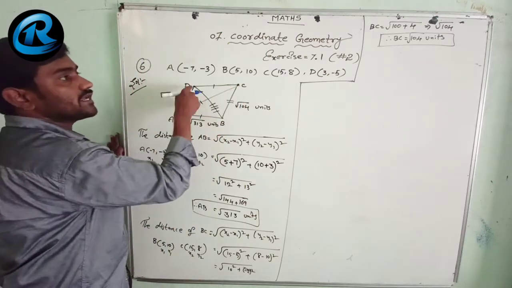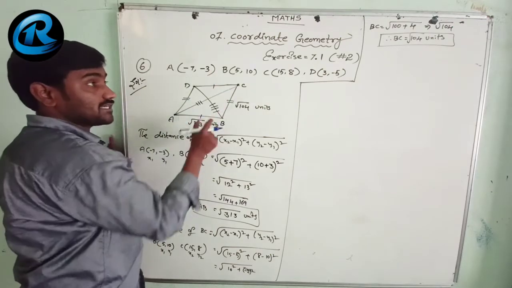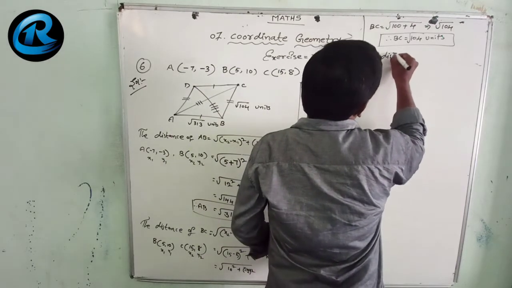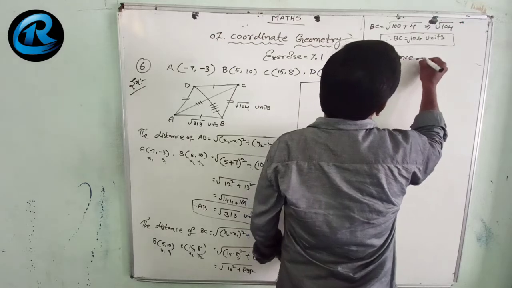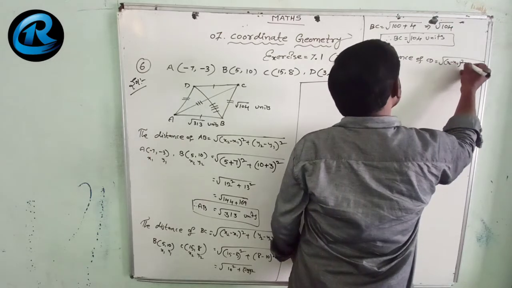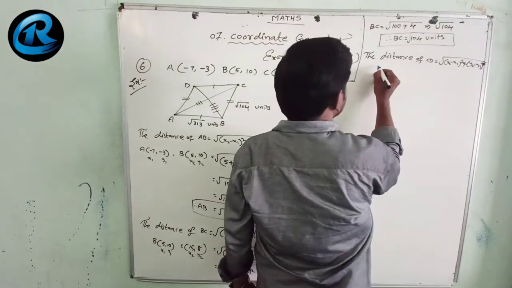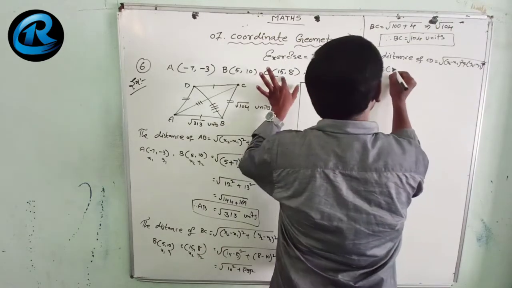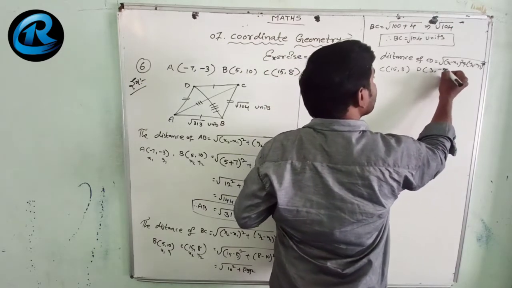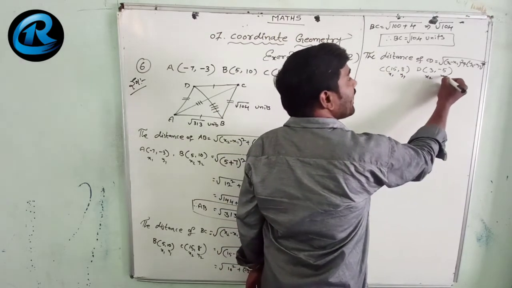Now if you find out CD, that should be equal to AB, because opposite sides are equal. So let us find the distance of CD equal to under root of (x2 minus x1) whole square plus (y2 minus y1) whole square. Here C point is (15, 8) and D point is (3, minus 5). Here is the x1 value, y1 value, x2 value, y2 value.